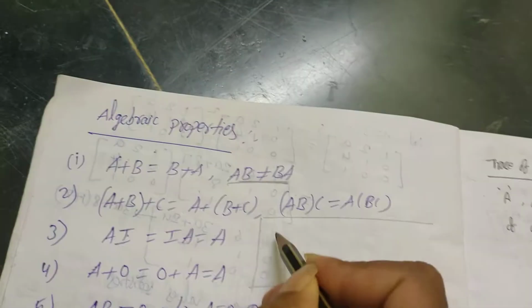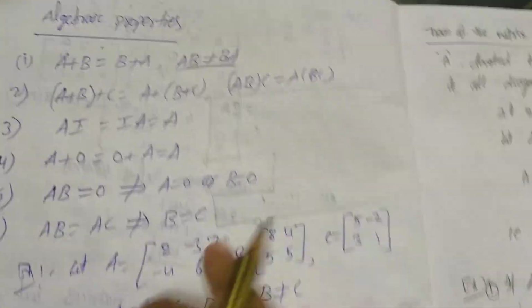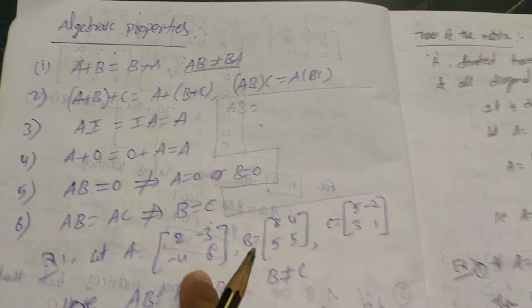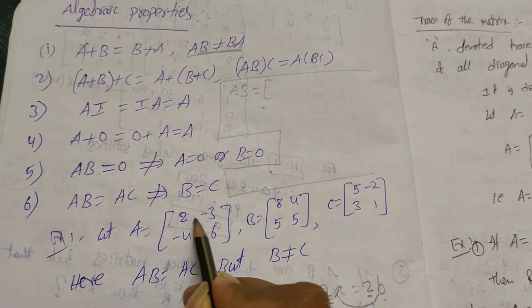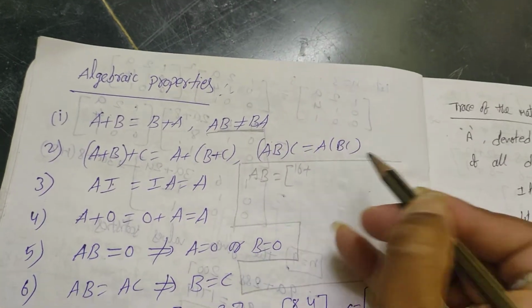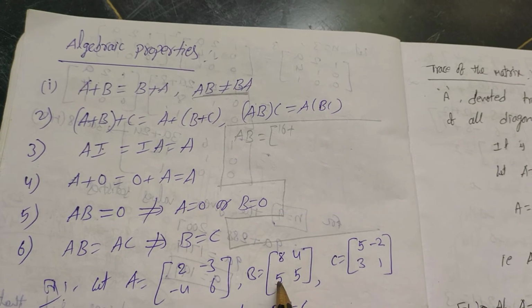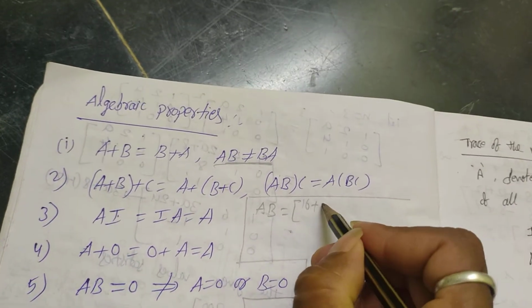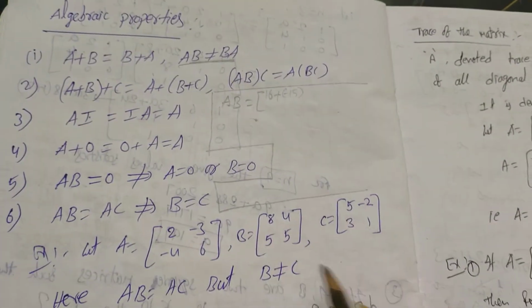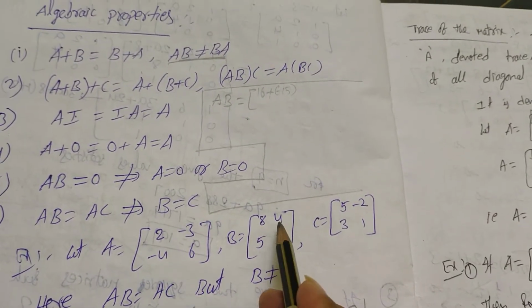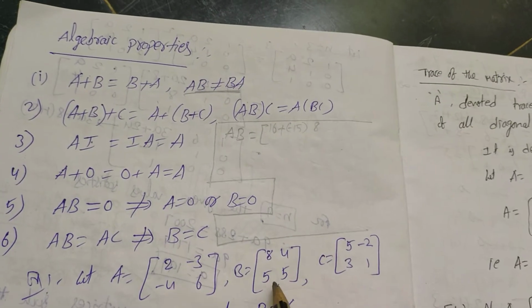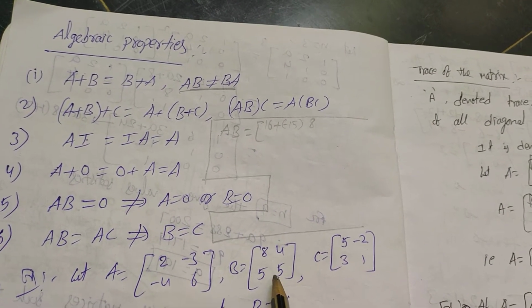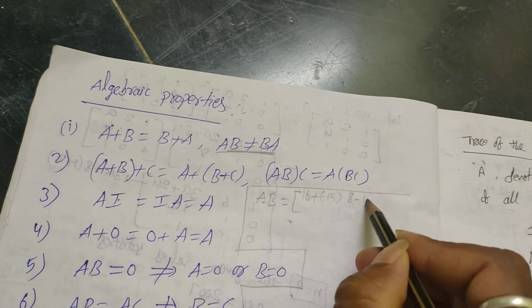See here, AB I am going to find out for this sixth property, this example AB. So in this multiplication AB, this row to this column you multiply: 2 8s are 16 plus (-3) into 5, minus 3 5s are 15, this is minus 15. Next one, 2 4s are 8, this row to this column, 2 4s are 8, plus (-3) 5s are the same, minus 15, directly I am writing.